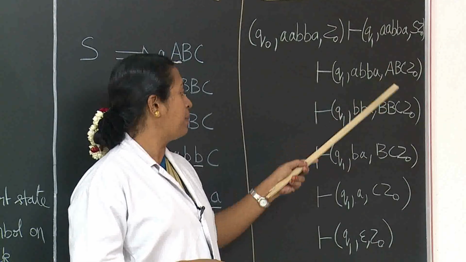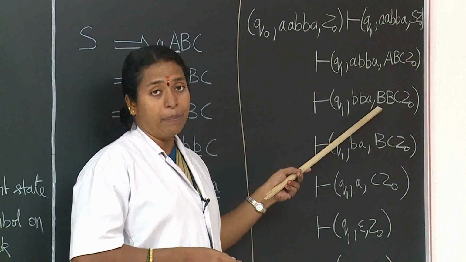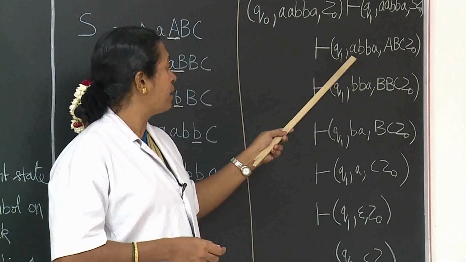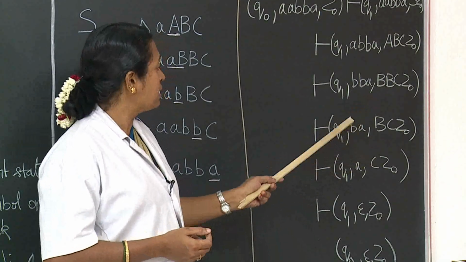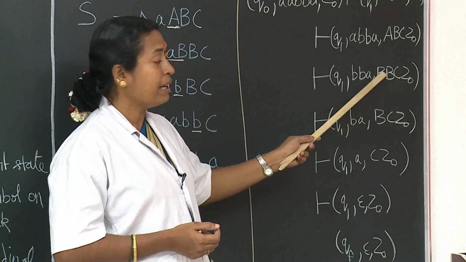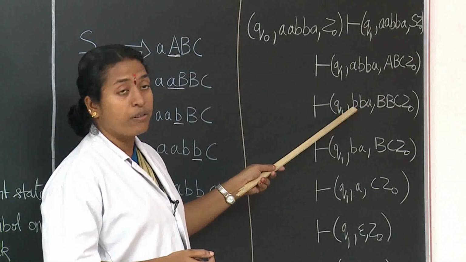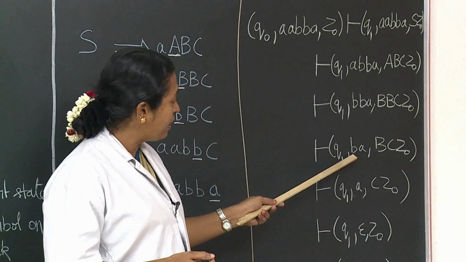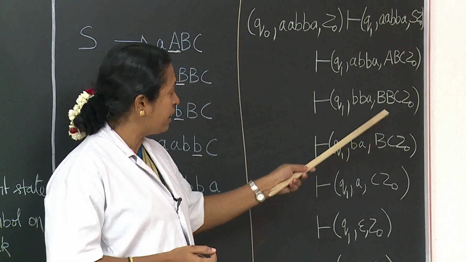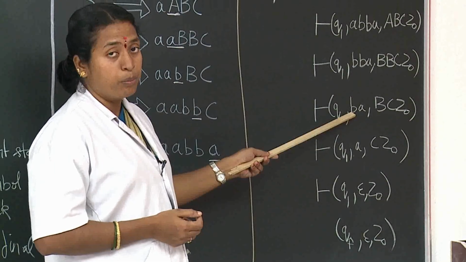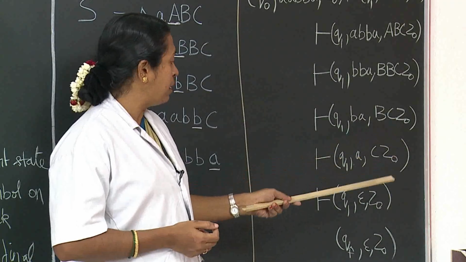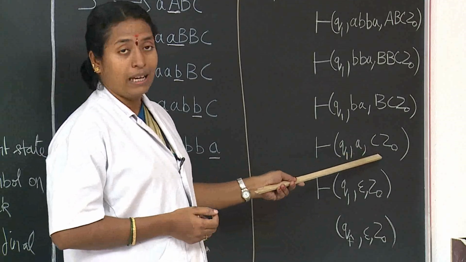Afterwards, capital A is replaced by capital B. Here we are popping the A, so we have the remaining BBA. Next, we are going to pop the capital B. Here the input read is b, so we have remaining small b, small a, then B and C. Afterwards, I am going to read input b and pop the capital B, so we have capital A and C.